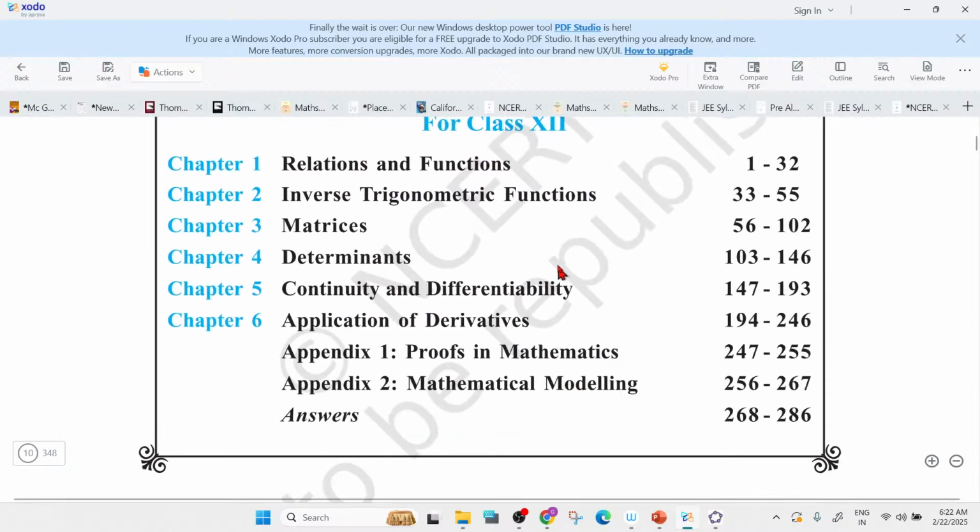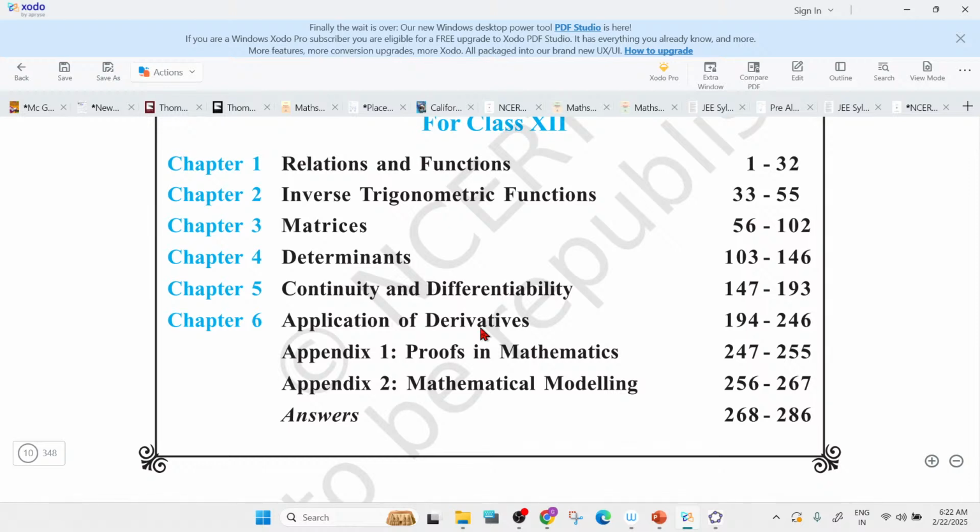Sir, relations and functions done. Done, very good. Then inverse trigonometric functions also done. Very good, excellent. Matrices, determinants both done. Both done, very good. Continuity and differentiability: maybe one last time I need to revise again, sir. Application of derivatives also done. It is also done, so very good. Part one is also mostly done then. It looks like you are on track then.